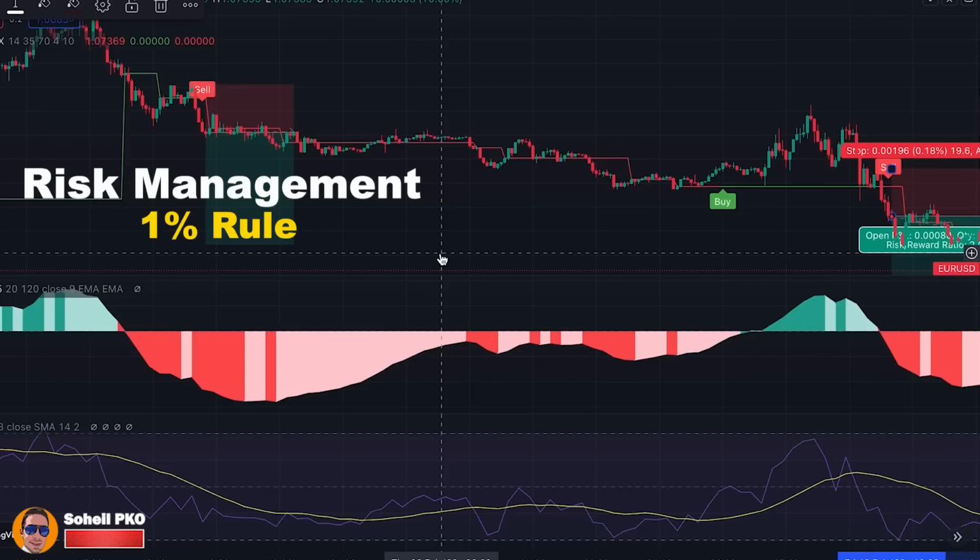Not only for this strategy, but for any other trading strategies that you want to use, it's really important to manage your risk properly.